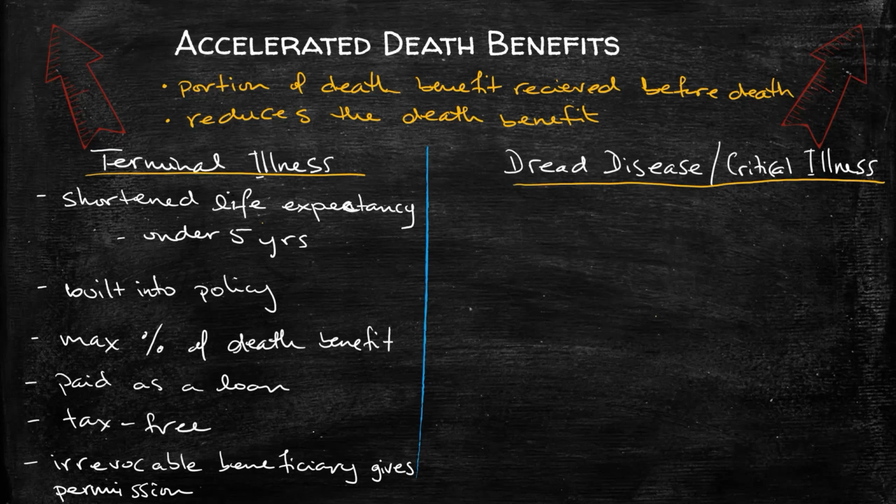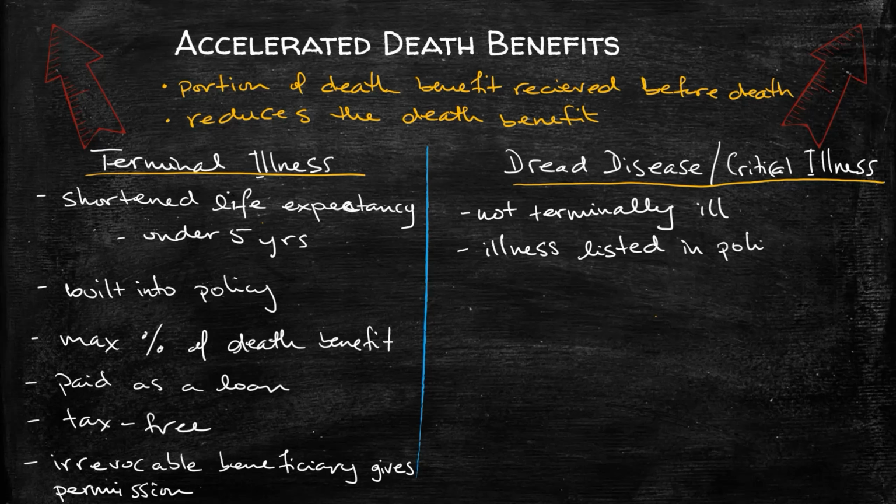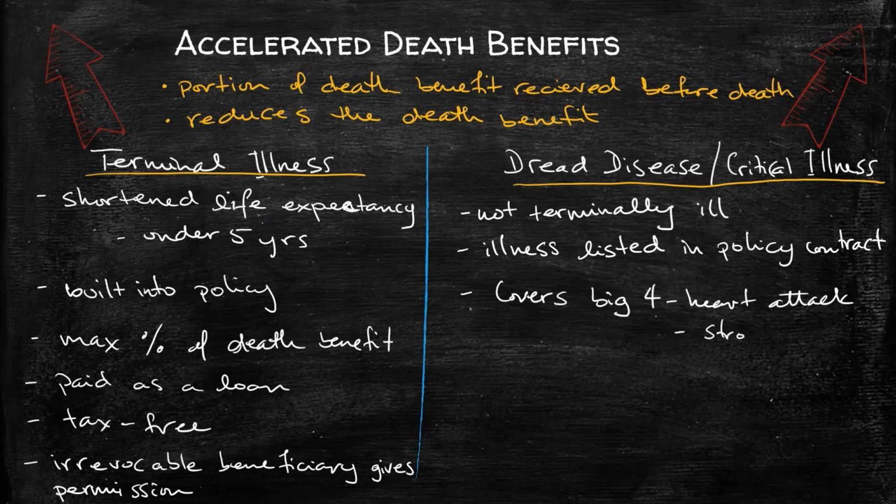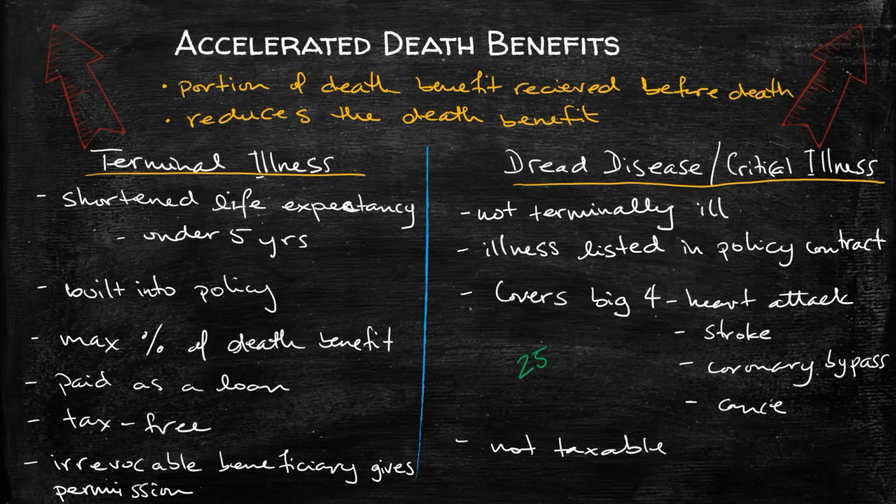The second accelerated death benefit is the dread disease or critical illness benefit. In this situation, the insured is not terminally ill, so they are expected to survive, or hope that they will survive. But they have one of the illnesses that's listed in the contract under the critical illness benefit. Typically with all insurance companies, it covers the big four: heart attack, stroke, coronary bypass, and a serious type of cancer. However, there usually are some in addition to those big four, possibly up to 24, even more, depending on their contract, and they do clearly list what is covered in that contract. And again, this is received tax-free, not included in the insured's income.